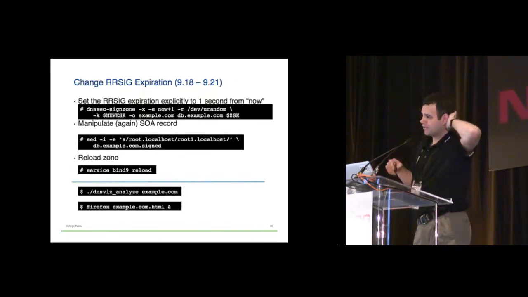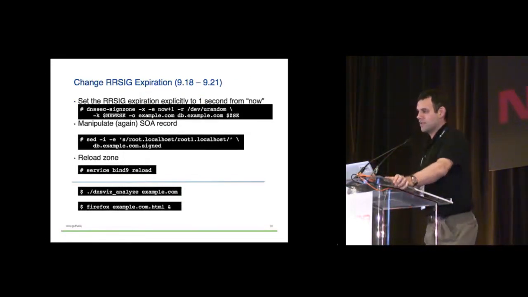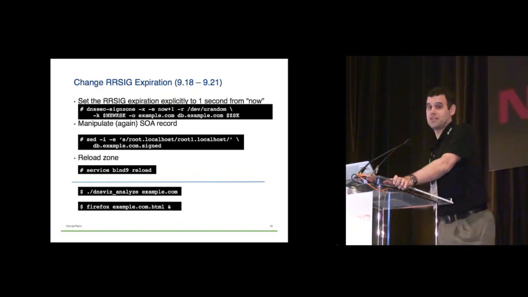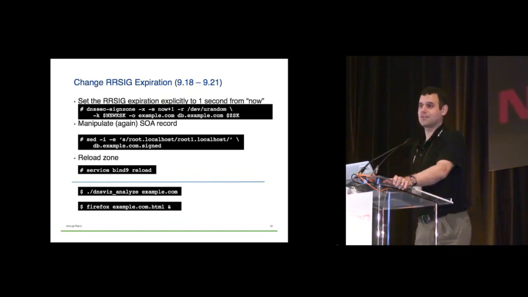Okay, going back to SLD1, we're going to run DNSSEC sign zone again. We're now going to set the expiration on the signature explicitly to 1 second from now. Okay, now some of you might be really fast and you might get over to do your analysis and everything will look just fine within that second.